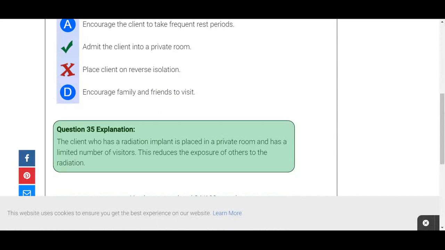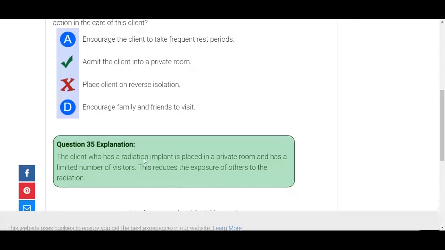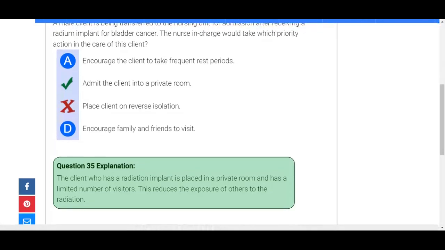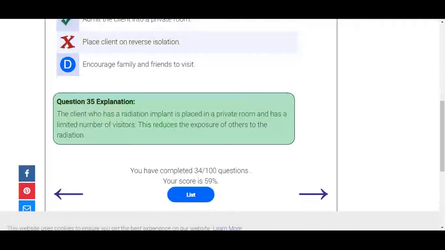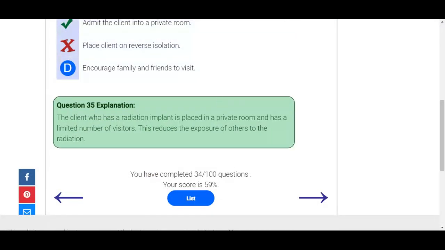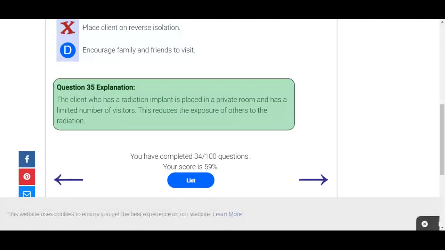The client who has a radiation implant is placed in a private room and has a limited number of visitors. This reduces the exposure of others to the radiation. I see. So it protects others and it protects the patient. So reverse isolation is only for those who are immunodepressed, like for chemotherapy, and private room is for the radiation implant.